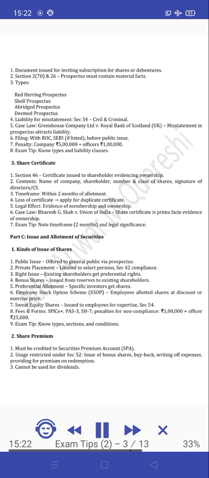6. Case law: Bhavesh G. Shah vs. Union of India. Share certificate is prima facie evidence of ownership. 7. Exam tip: note time frame of 2 months and legal significance.